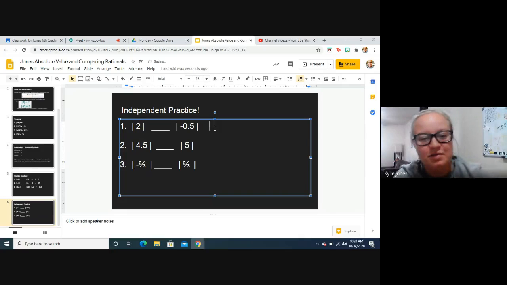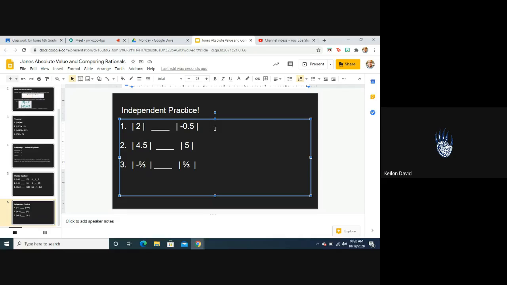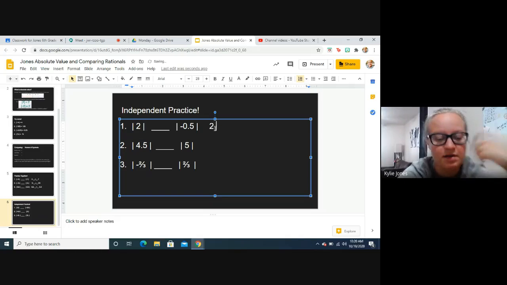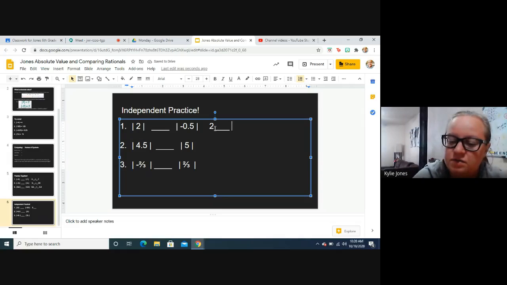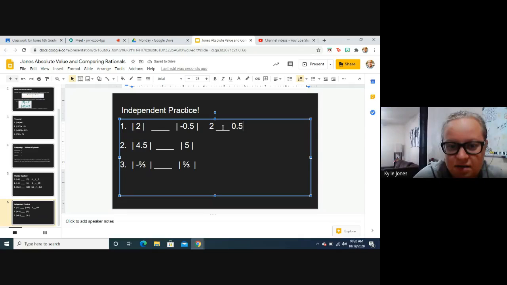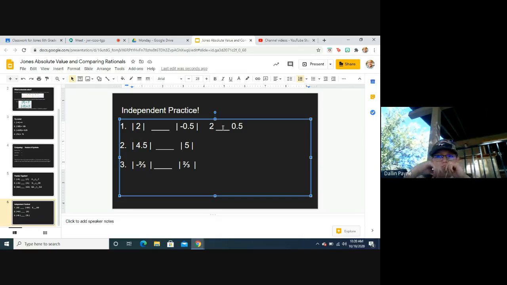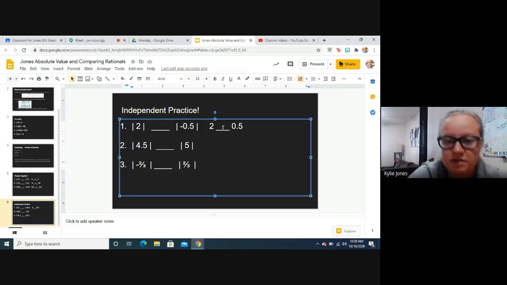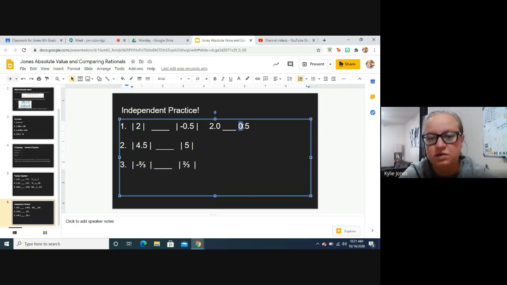So let's look at number 1. We need to take our absolute values first. What is the absolute value of 2? Positive 2. Good. Then we need to take the absolute value of negative 5/10. What does that become? Positive 5/10. Now, 2 is bigger because it's not even a 1 yet. You can also write this as 2.0, right? And then you start looking at the ones place first. 2 is greater than 0, so we know that 2 is greater than 1/2, 0.5.